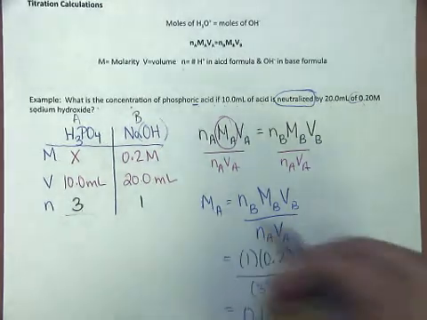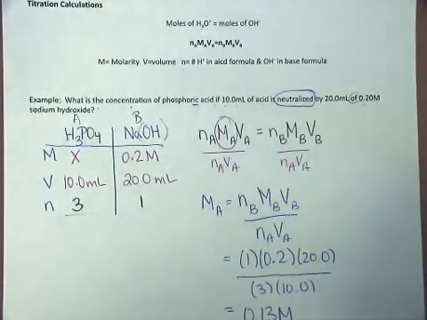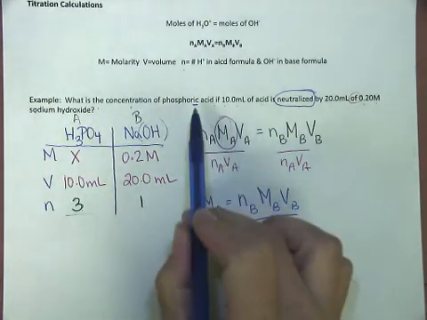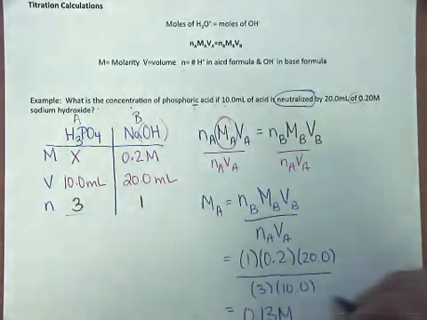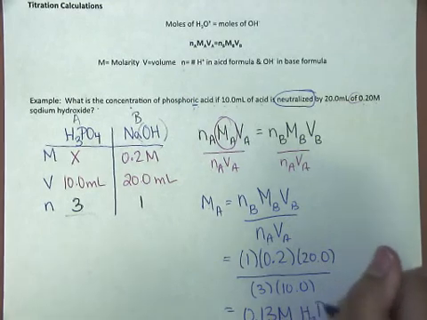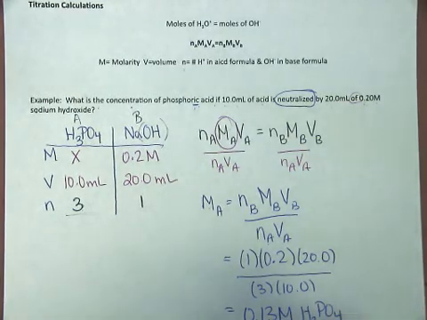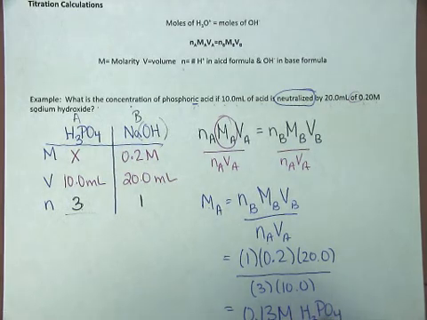I'm looking for concentration, so that's molar. So that tells me that the concentration of my phosphoric acid is 0.13 molar, so I write H3PO4, 0.13 molar phosphoric acid.